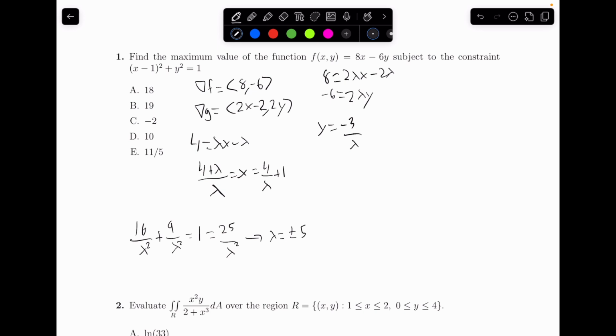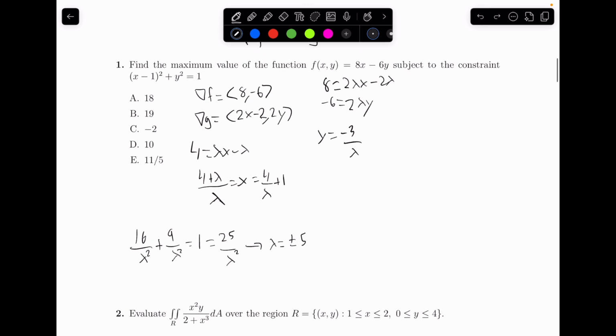We can plug into our x and y values for each of the values of lambda. Or we can just say, our function has a positive x contribution, 8 times x, and a negative y contribution. So we want y to be as negative as possible and x to be as positive as possible. If we take the positive lambda, we make x positive and y negative, and that's exactly what we want. So let's take the positive lambda, 5.